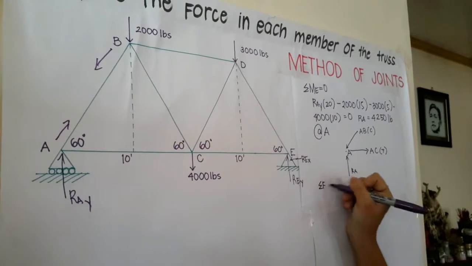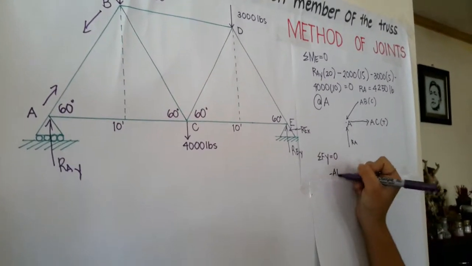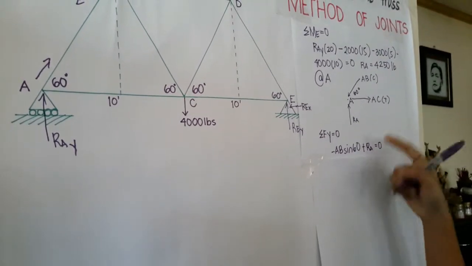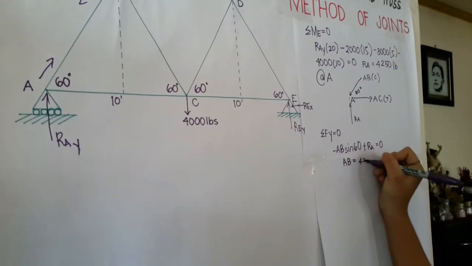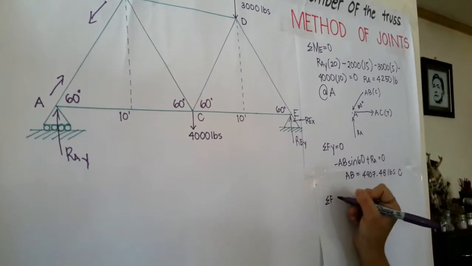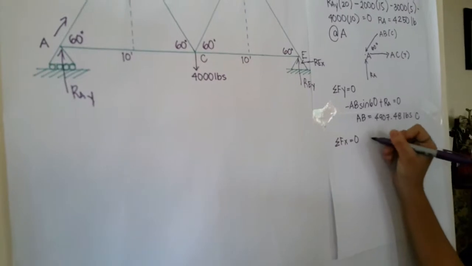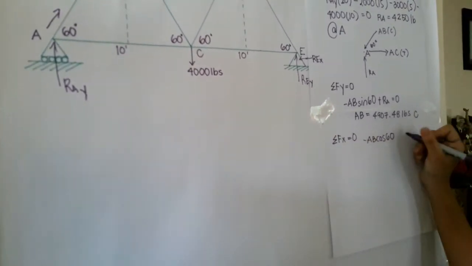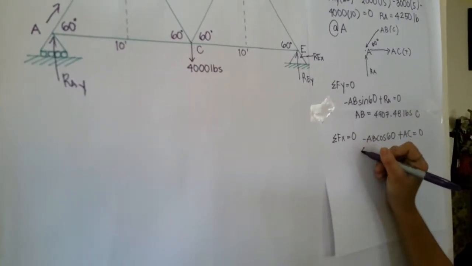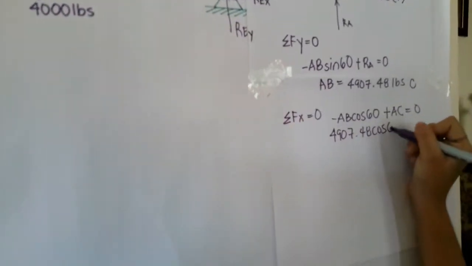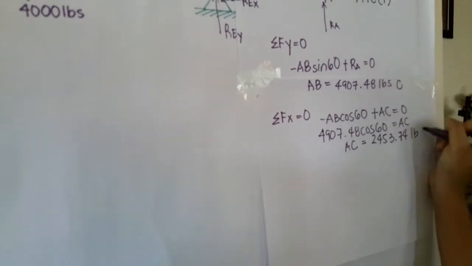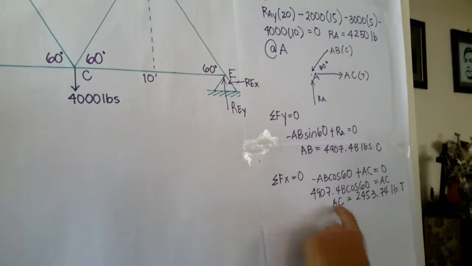Now I could get the summation of forces at Y. That would be negative AB sine of the angle, this is 60 degrees, 60, plus RA. And that will give me AB equal to 4,907.48 pounds. AB is in compression. Next, summation of forces at X, equal to 0, equilibrium. I will have negative AB cosine 60 plus AC equal to 0. I would transpose this to the other side, so that would be 4,907.48 cosine 60 is equal to AC, and that will give me the answer of 2,453.74 pounds in tension.